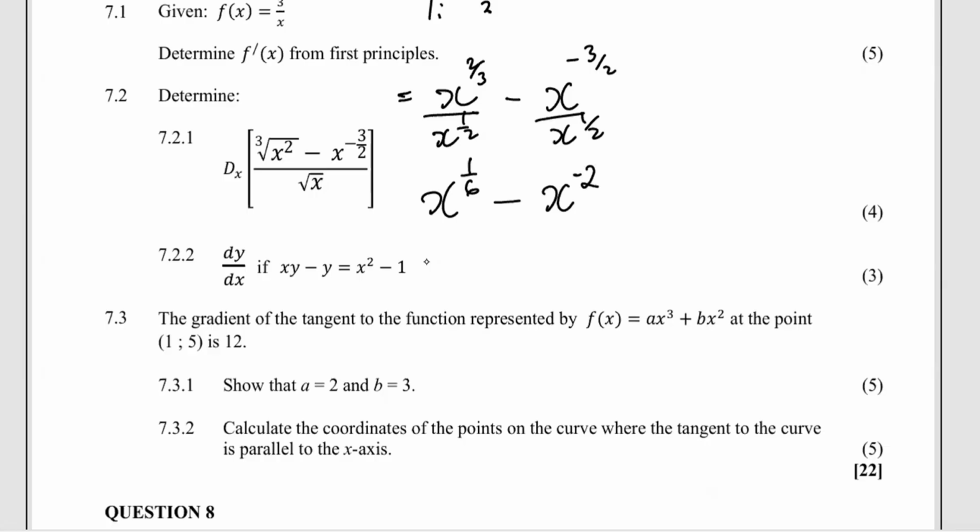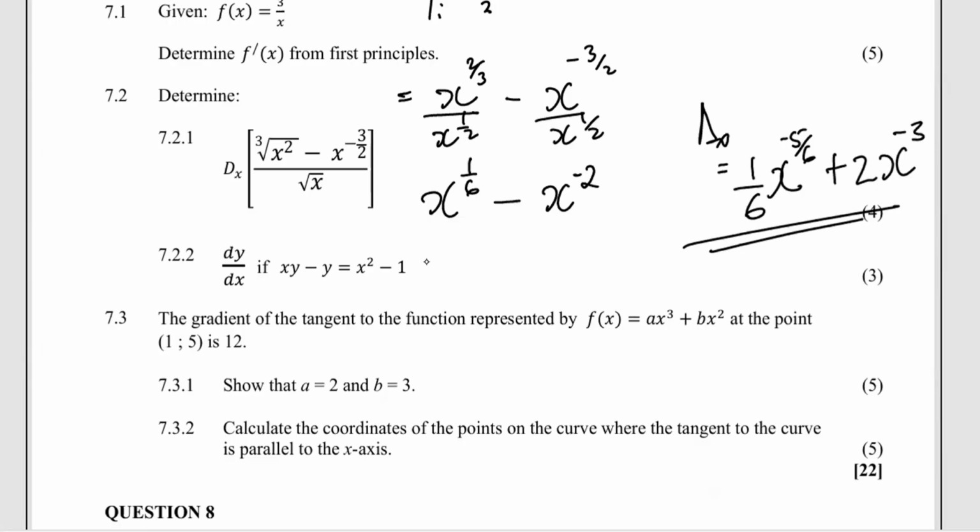Then let me find the dy/dx. This is just the simplified format of this whole thing. Then my dy/dx is just going to be 1 over 6x, okay, negative 5 over 6. And then this is going to be a plus 2x to the negative 3. Leave the answer the way it is.